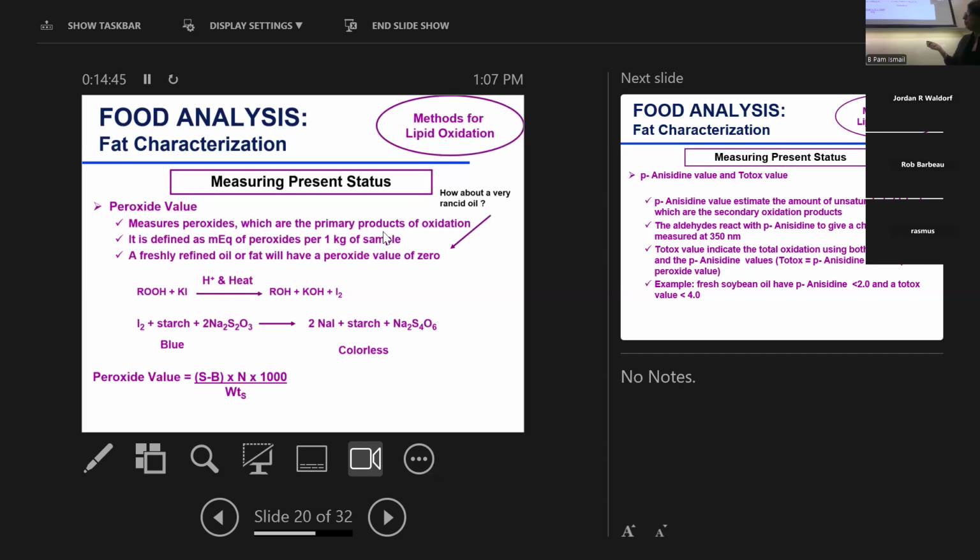You divide by the weight of the sample and you multiply by 1,000 because it's in 1 kilogram. That means 1,000 grams. And here you don't convert milliliter to liter because it's milli-equivalent. So there is no multiplication by 1,000 in the denominator. Okay, so this stays in milliliter, and this is normality. You divide by the weight of the sample, you multiply by 1,000 because it's in kilogram, which is 1,000 grams. All right, any question?